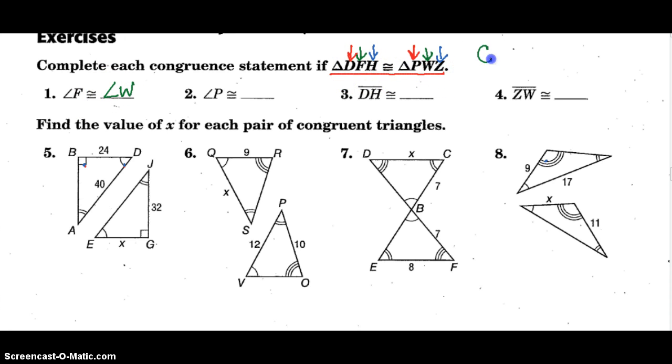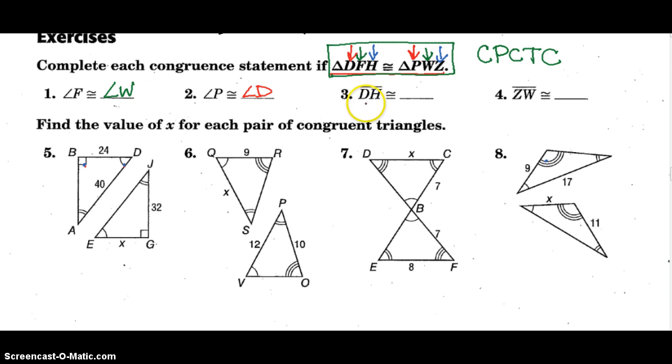Why? Because corresponding parts of congruent triangles are congruent, and they are listed in the corresponding order, just like we were careful to say our angles in the right order. If they've told it to us in this way, they've given us a congruency statement, I know how to match them up. So P, they're giving us a corner of the second triangle. Well, P goes with D. I had that in red, so I'll go ahead and keep my colors coordinated.